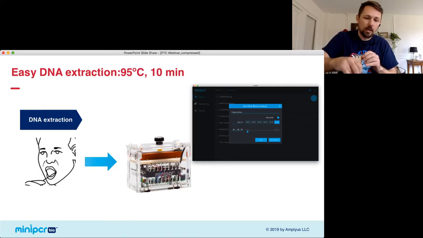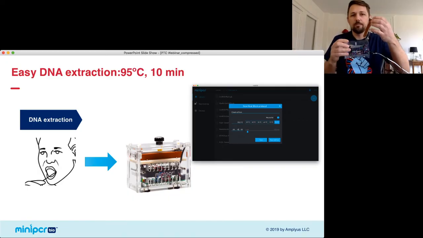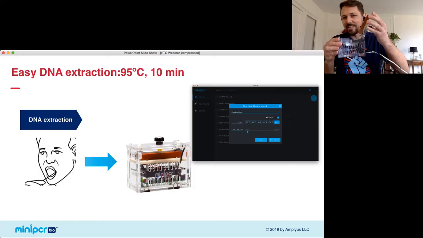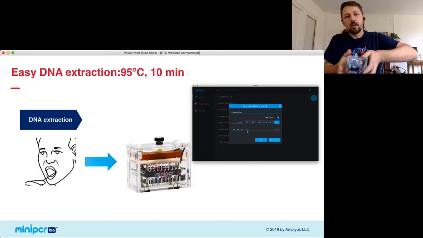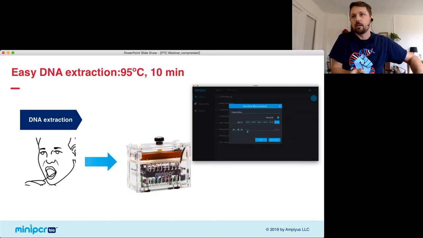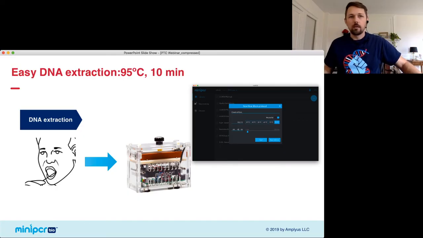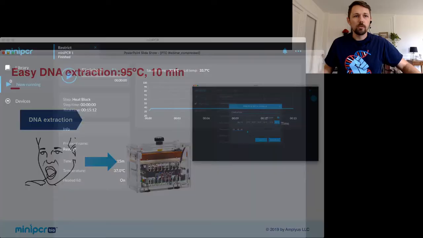I'm going to put it in my miniPCR machine, and I'm just going to use this as a heat block. So we're just going to heat it up to 95 degrees real quick. And I need to get my miniPCR program going to do that.